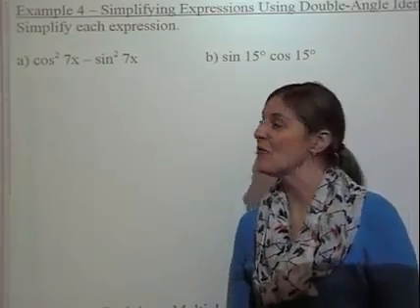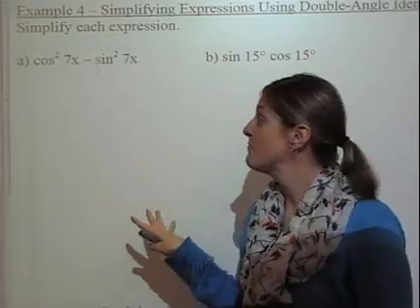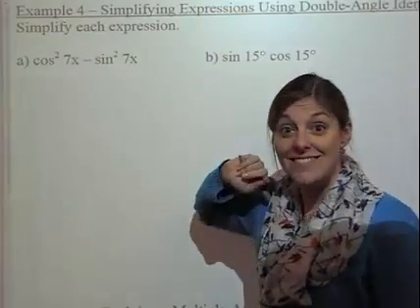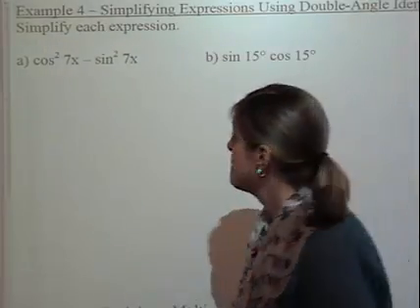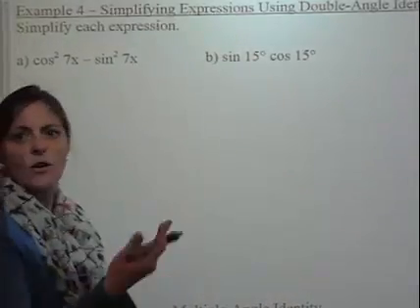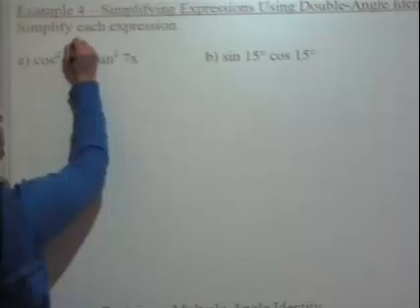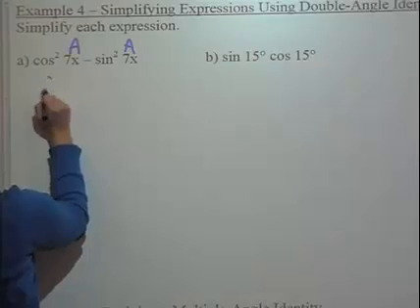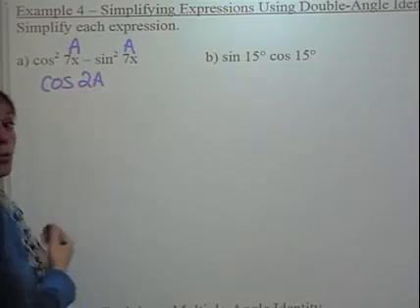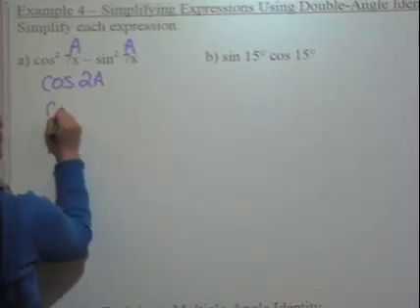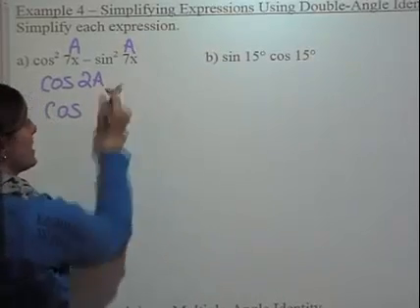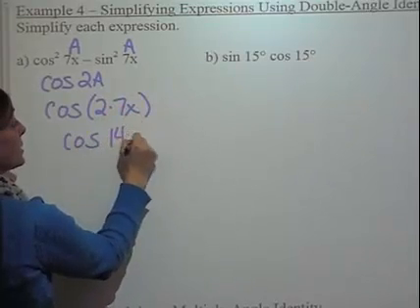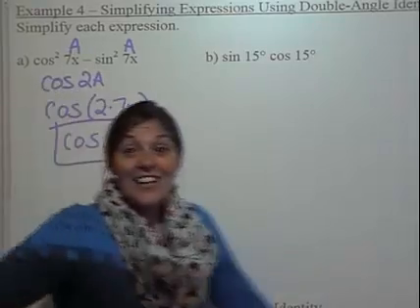Let's take a look at example number 4. We want to simplify each expression. Let's take a look at part A. Does this look like one of our identities? Yeah, it looks like cosine of 2 theta. So let's say, or A, or whatever you want to use. So let's call this A. Then this whole thing is cosine of 2A. Well, what was A? A was 7x, so it's 2 times 7x, so it's really cosine of 14x. And that's all you do.